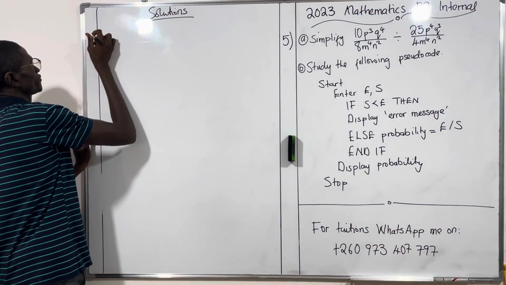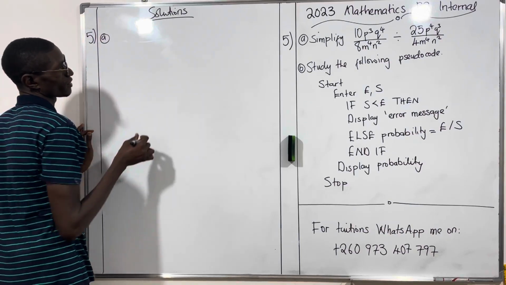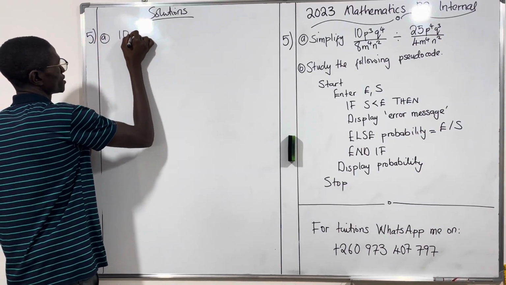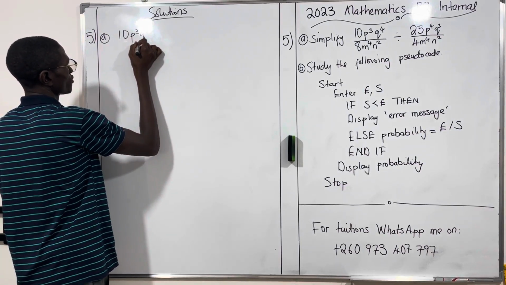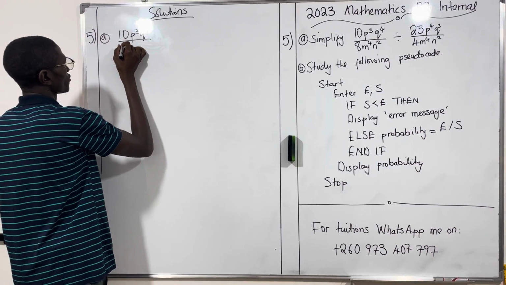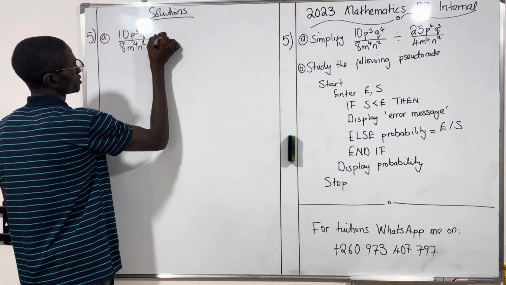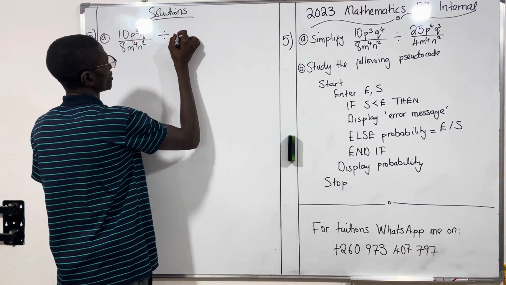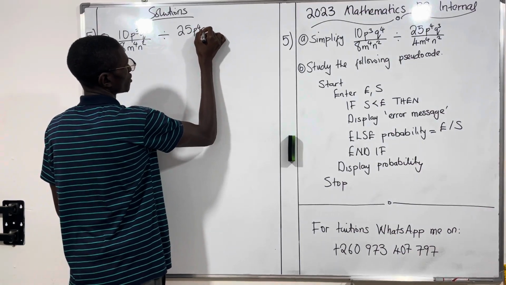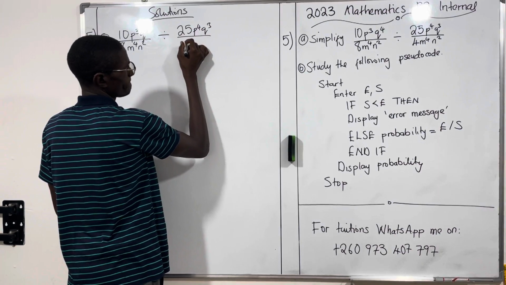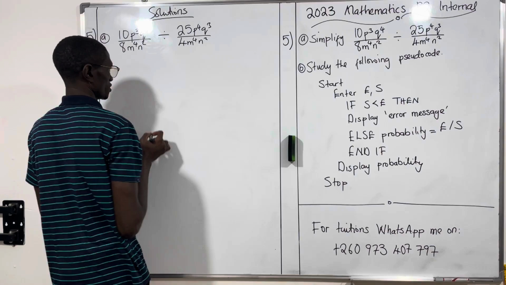That is question 5a. So now, what we have there is 10p cubed to the power 4, everything over 8 m to the power 4 n squared divided by 35 to the power 4 to the power 3 4m power 4 n squared.